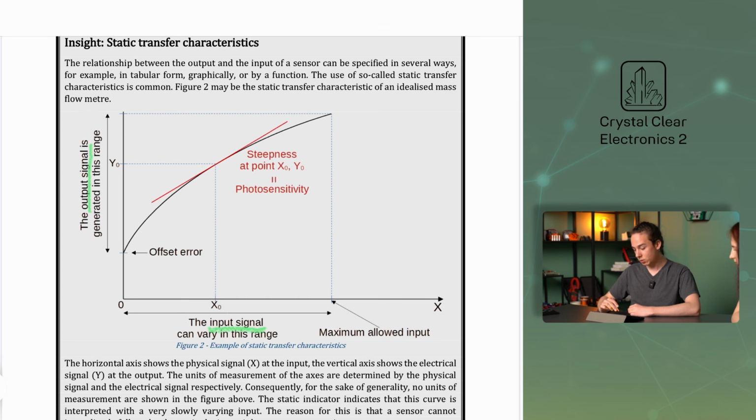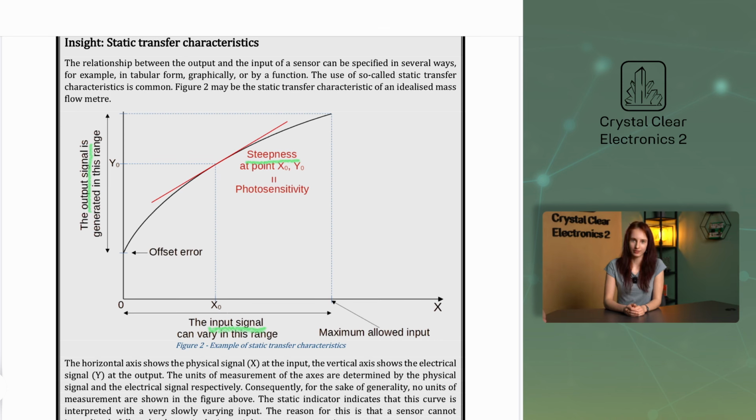Another important characteristic of the static transfer characteristic is the slope of the curve. The slope of the curve for the point x0, y0 is shown in the figure. The slope shows the change in y for a change in x, which is the sensitivity of the sensor. The larger the slope, the more sensitive the sensor is to a change in input.